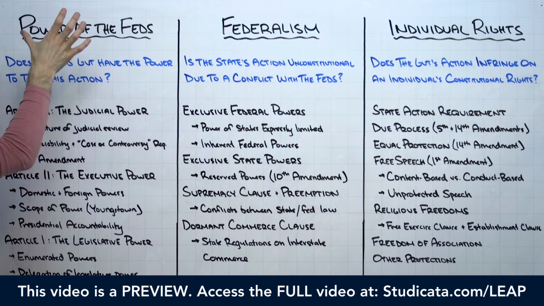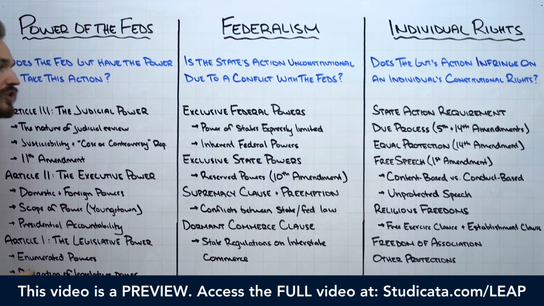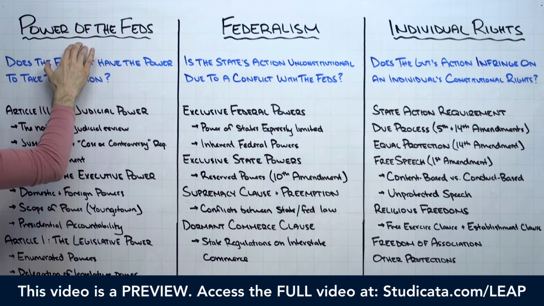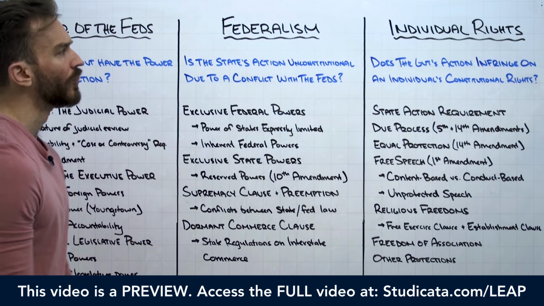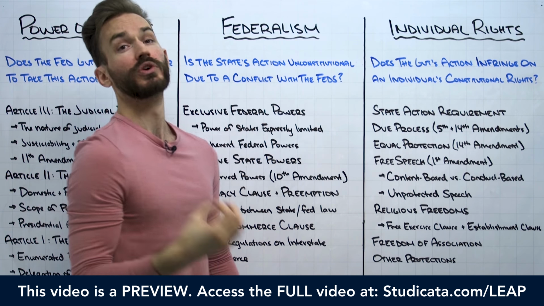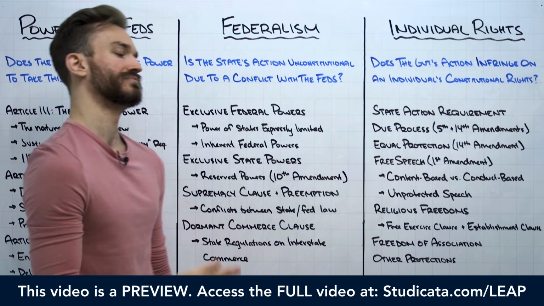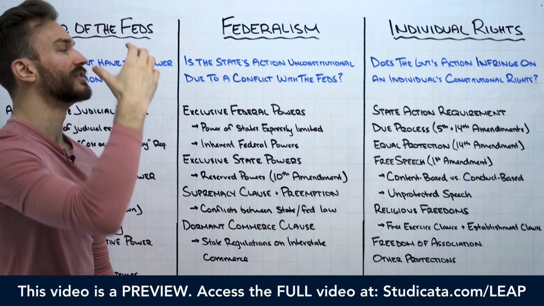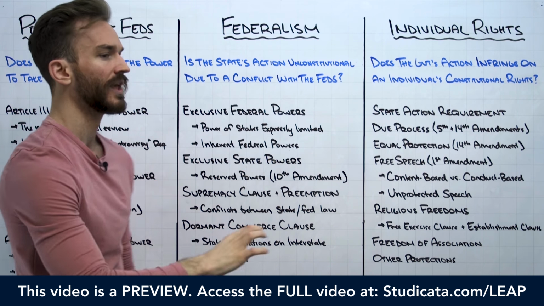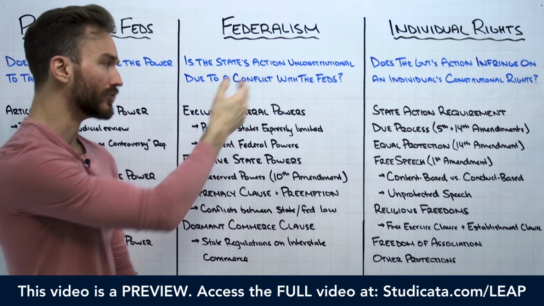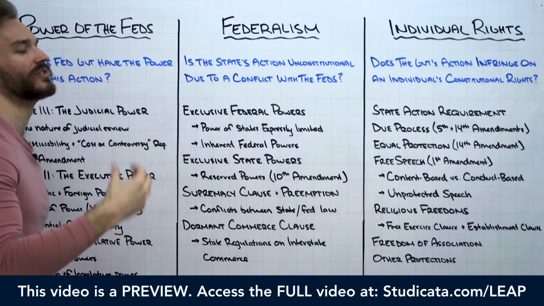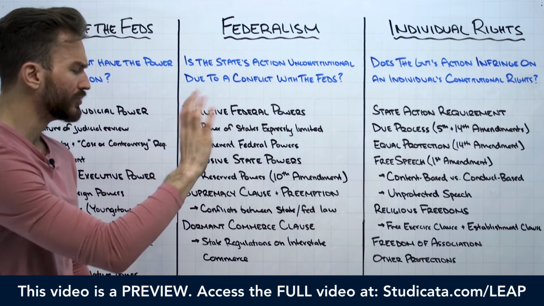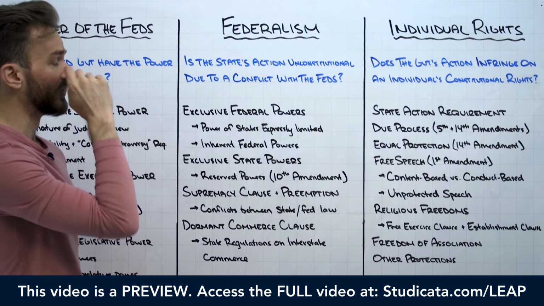So this is our first bucket, and this is what the first third of our course is going to focus on, the power of the feds. Once we finish our discussion of power of the feds, we're going to talk about federalism, which explores the relationship between the federal government and all the different state governments. This relationship between the nation and states is what federalism is all about. And this is kind of what is established in Articles 4, 5, and 6 of the Constitution, although we'll see some overlap in different areas.